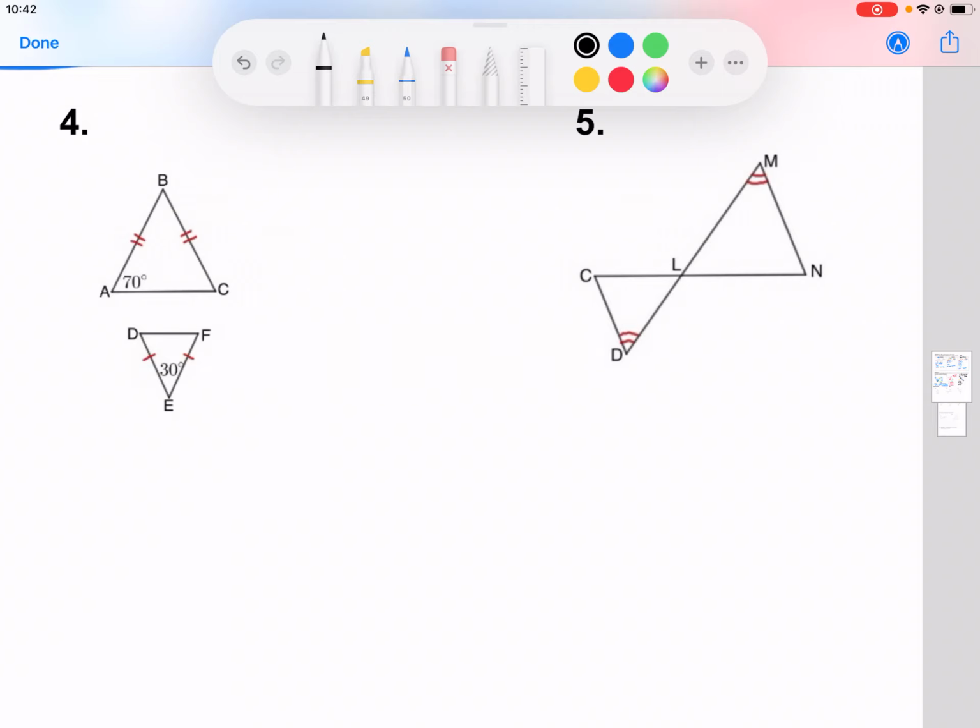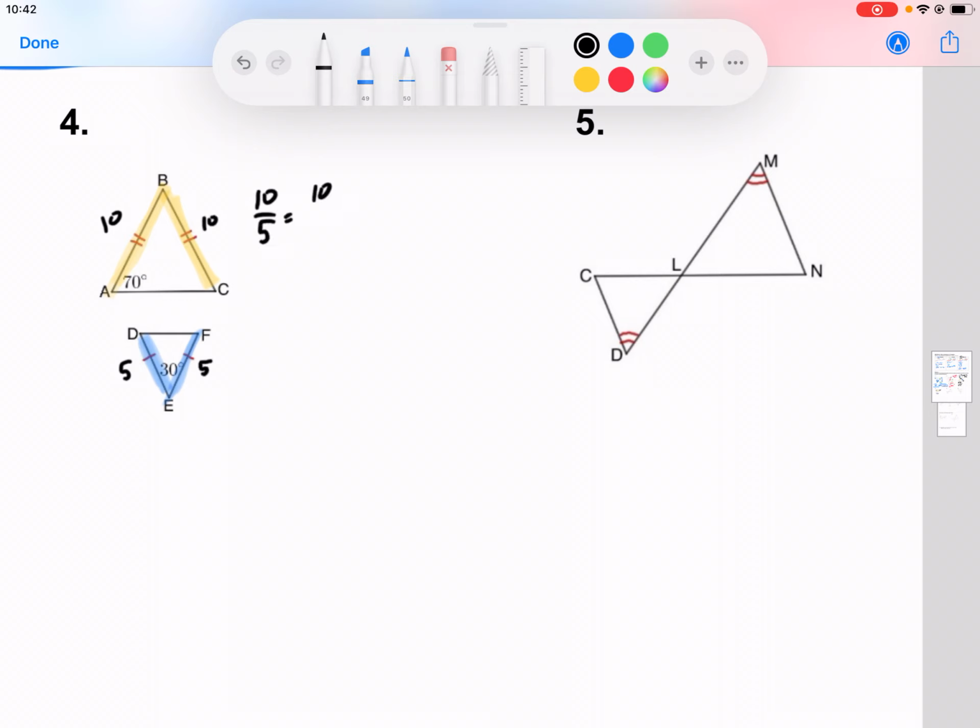Let's do a few more. This problem, number 4, is kind of tricky. We know that these two sides are equal. We know those two sides are equal. So no matter what these are, if this were like 10 and this were 5, then that means this is 10, this is also 5.